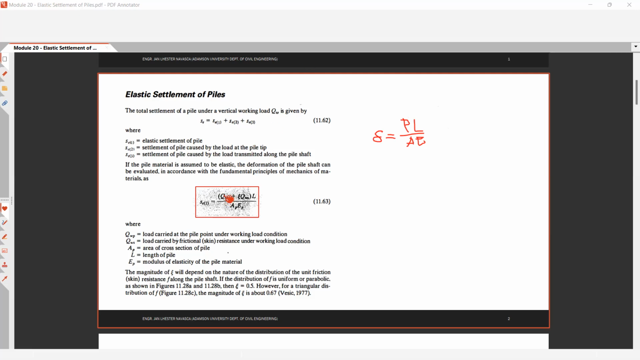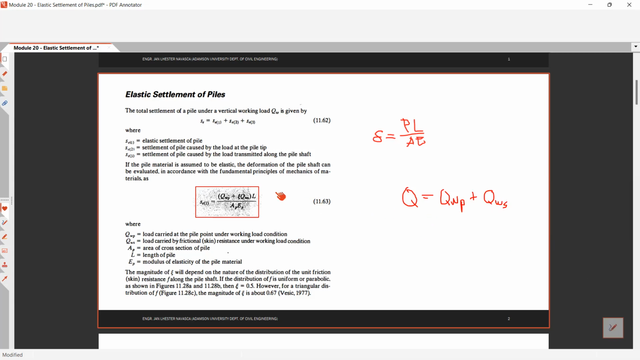Okay? Kung mapapansin nyo class, this is yung P, this is the L, and this is yung AE. Okay? So ano yung force P? The force P is the sum of load carried by the pile point under the working load condition and the load carried by the skin friction or the skin resistance under the working load. So basically, ito yung total Q. Kasi di ba? Q sub WP plus Q WS. Okay? Yan yung total Q. If you recall yung total Q na kayang dalhin ng ating pile is equivalent to Q for the end bearing piles. Okay, iba lang yung notation dito class plus the skin friction. Ito yung total Q.